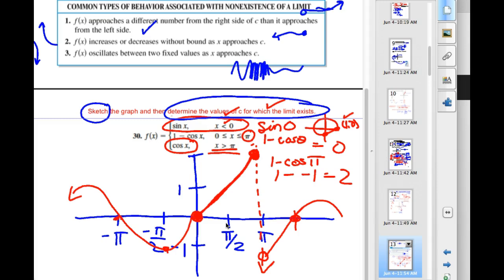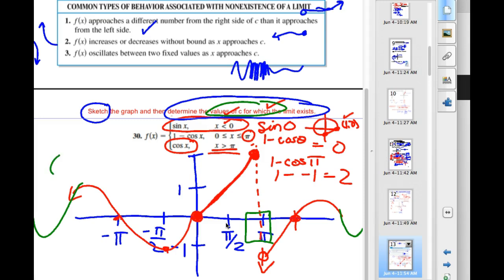Is there any place where the limit from the left does not equal the limit from the right? The answer to that is yes. At pi, we are at completely different places on those two roads. Is there any unbounded behavior? There's not, because this is going to continue to oscillate over here. So I really only have one problem area on here, so I will exclude that from my values.